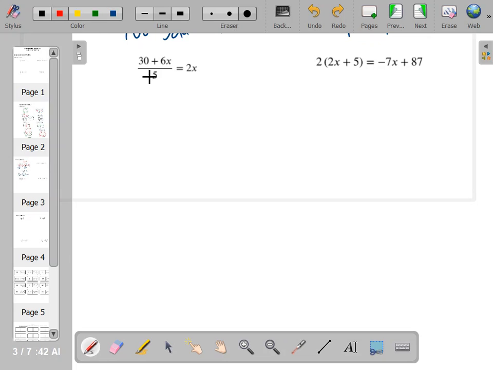Let's try one where I've got to undo this division. So I have to multiply both sides by 5. And I end up with 30 plus 6x equals 10x. Now I'm going to get all my x's on one side. So you can move it either way. I'm going to subtract the 6 x's. I like to move the smaller amounts, but algebraically it doesn't matter. 10 minus 6 is 4x.